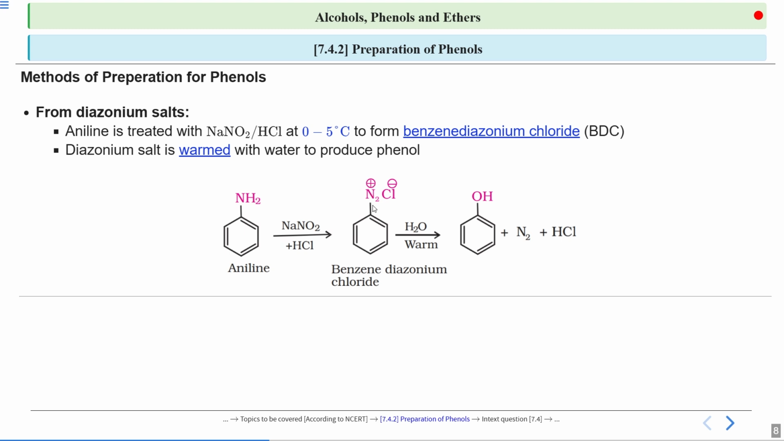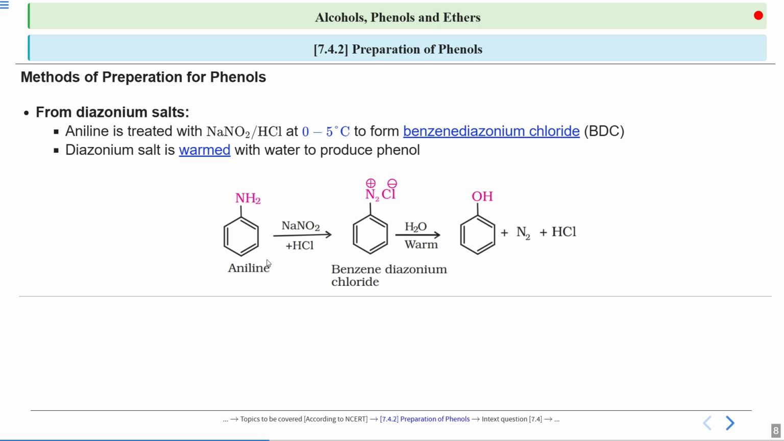Now nitrogen doesn't like a positive charge, so this N2 group will also leave from here. So see, this N2 group is also leaving. Now this carbon is an electron deficient carbon. Now what is left? OH minus is left. So this carbon is electron deficient and your OH minus oxygen has electron density to donate. So this OH minus will attack on this electron deficient carbon and you will get your phenol, and side products will be N2 and HCl. So this is how from a primary amine, which is aniline, you get your phenol.